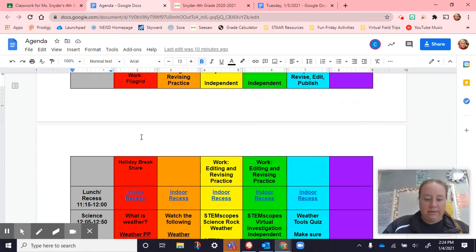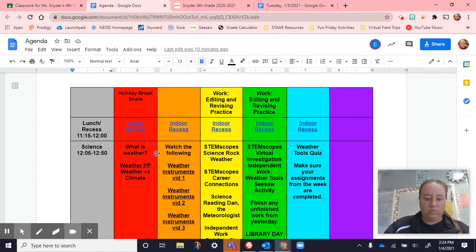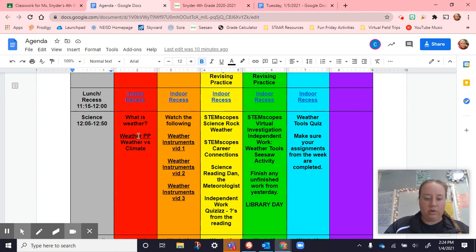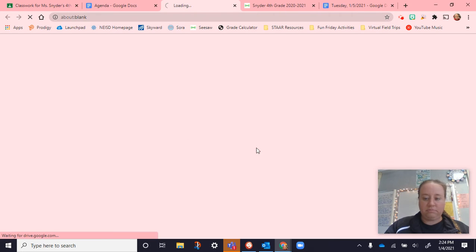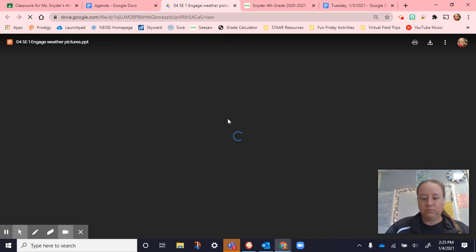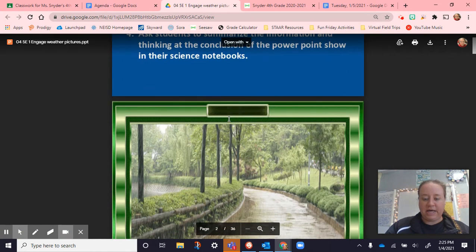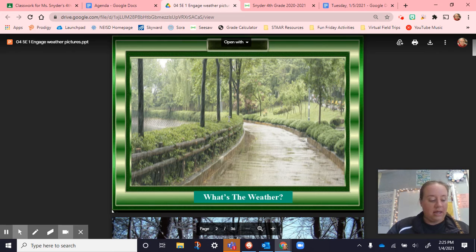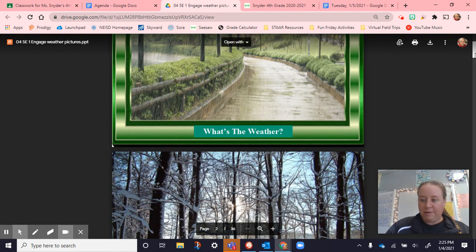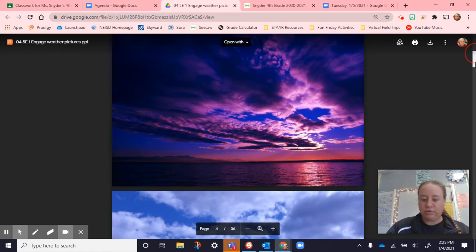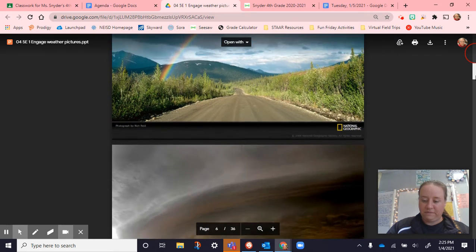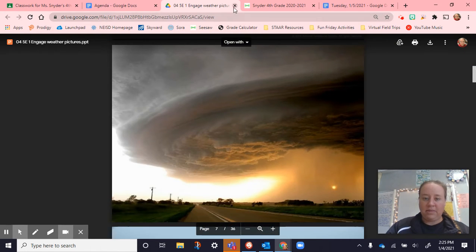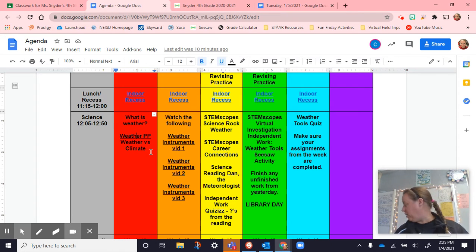Then on our agenda, we looked at what is weather. So we opened up this PowerPoint here, and these are just all different types of images, and all of them have different types of weather that they're showing. So you can scroll through this and look at all the different types of weather. And then in our notebook, we talked about, let me get that out. Where did I put it? Oh, here it is. I buried it.